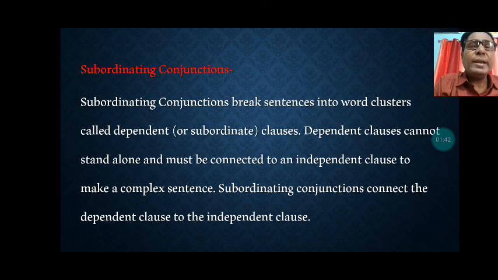That is called dependent because it depends on another clause to make its complete meaning. Dependent clauses cannot stand alone and must be connected to an independent clause to make a complex sentence. Subordinating conjunctions connect the dependent clause to the independent clause. Very clear? You must have understood what subordinating conjunctions are.